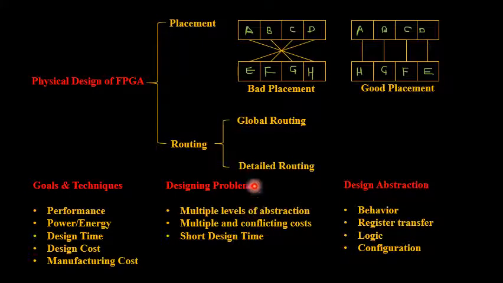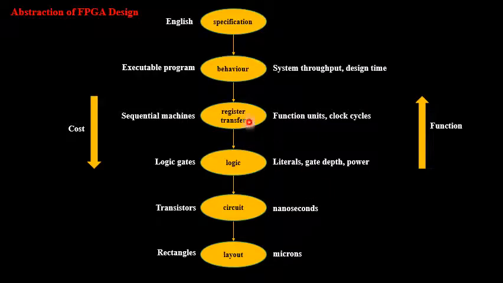So these are the different techniques we are going to follow in order to solve the design issues in terms of physical design of an FPGA. So last is regarding the design abstraction. In order to explain this particular design abstraction, let me take the help of the flow chart. So this is the flow chart you are going to see over here. Here we have the flow chart starting from the specification to the layout part.